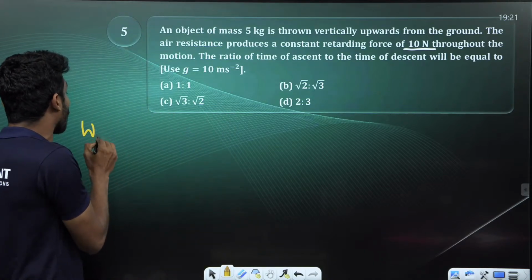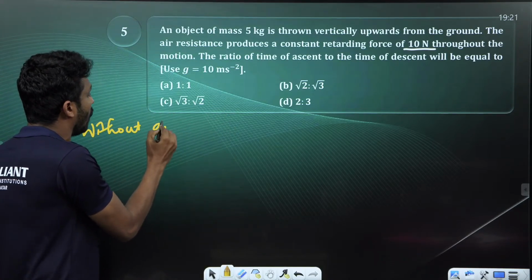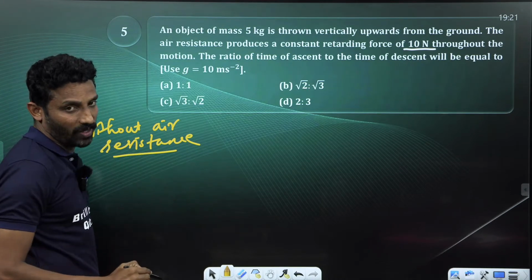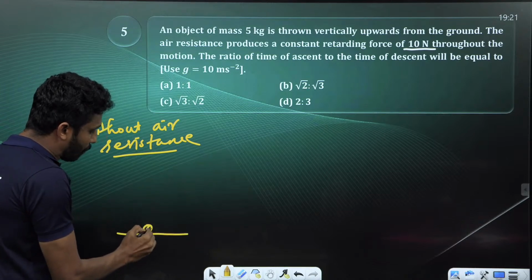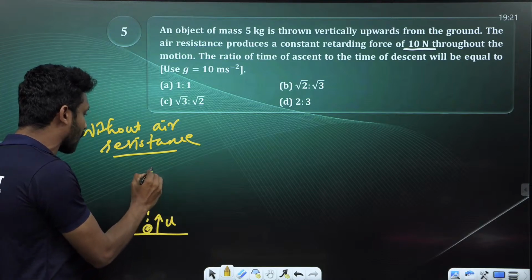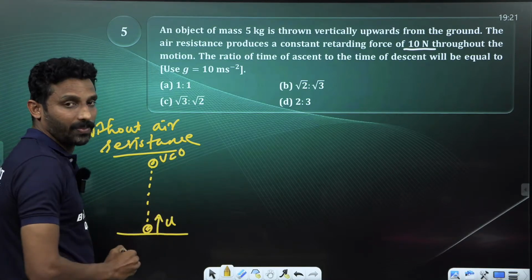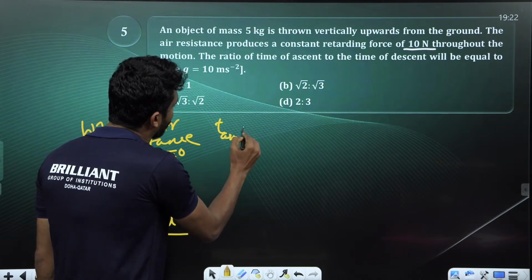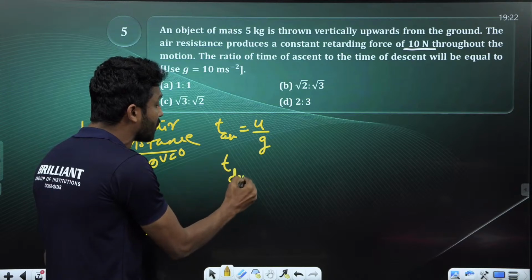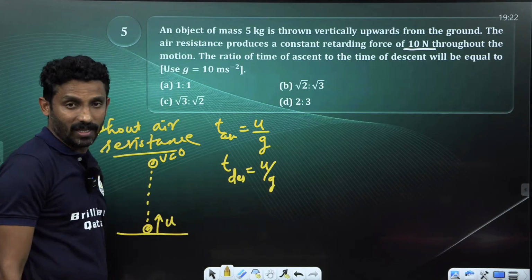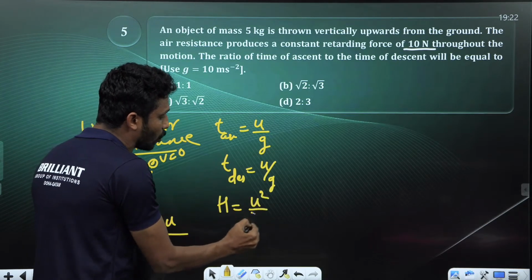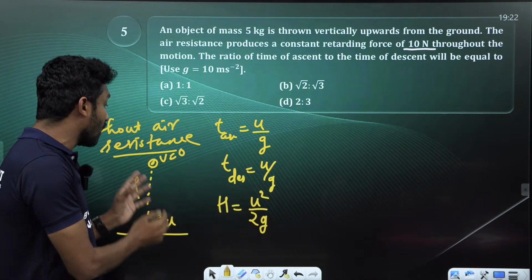Suppose there is no air resistance. This is the ground and the object is thrown vertically upward with a velocity u. It retards and reaches the highest point, where the final velocity is 0. Then the time of ascent is u by g, and the time of descent is also u by g because there is no air resistance. The maximum height reached, h, is u square by 2g. This is the case when there is no air resistance.